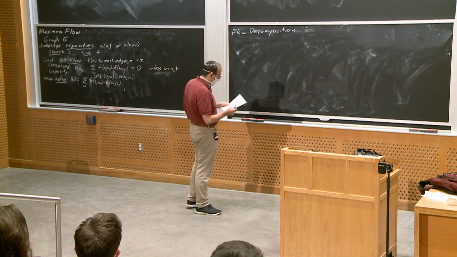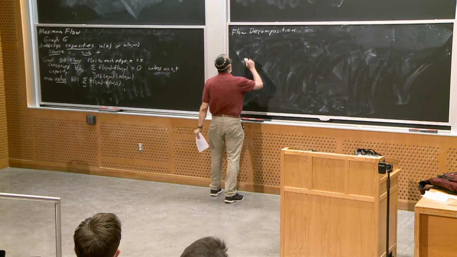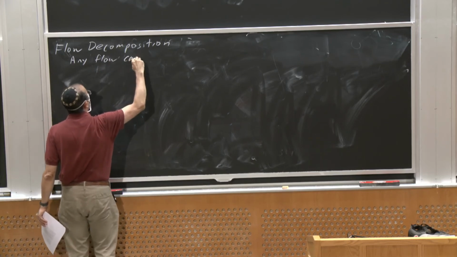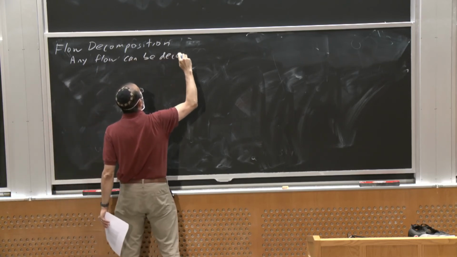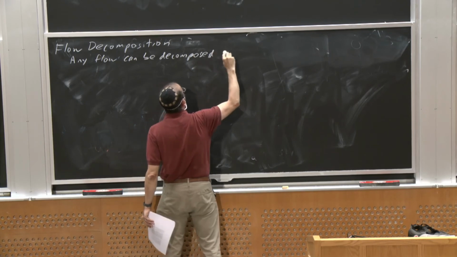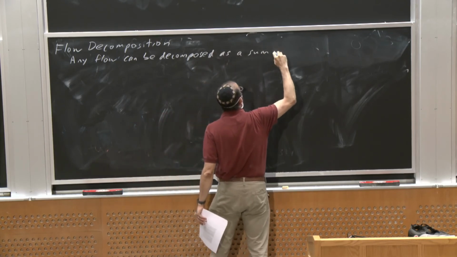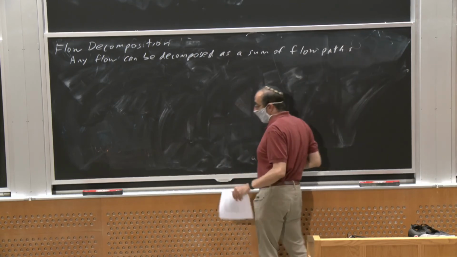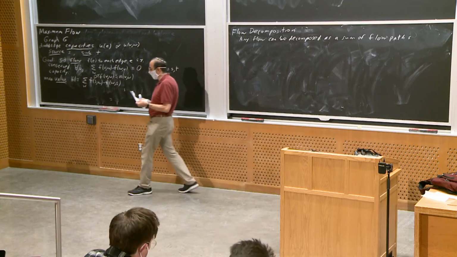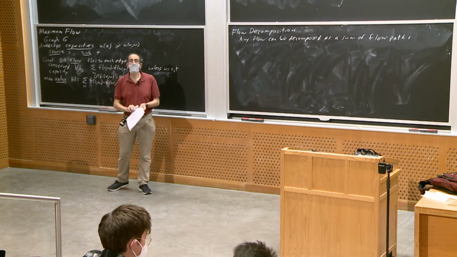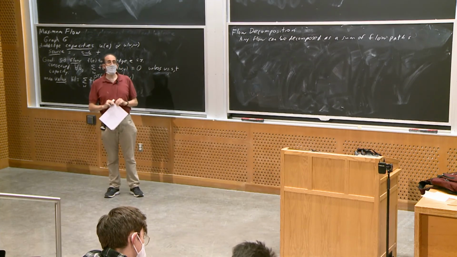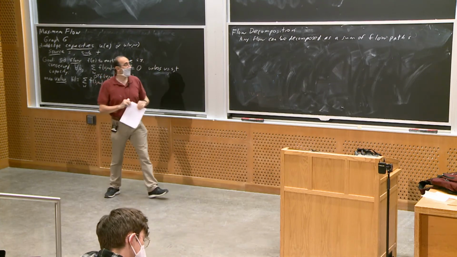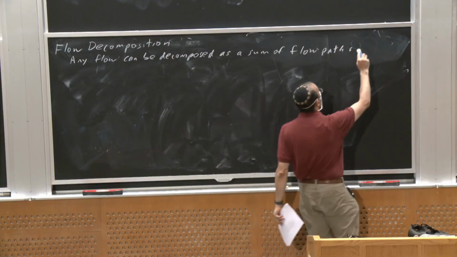So the first very important theorem about flows is that any flow can be decomposed as a sum of flow paths and some other stuff, which we will discover as we work through the proof. Okay? So even though it may not look like it at first glance, any flow is just a bunch of paths of flow running from the source to the sink.